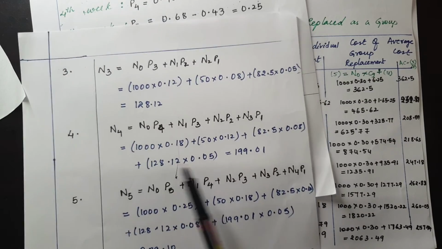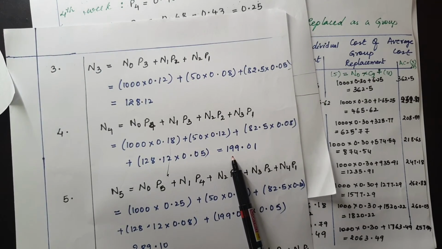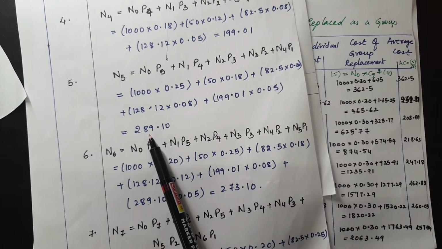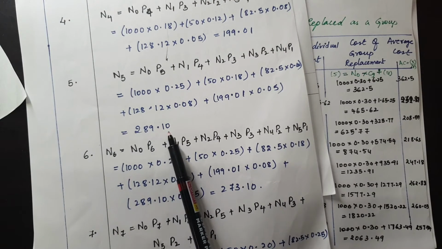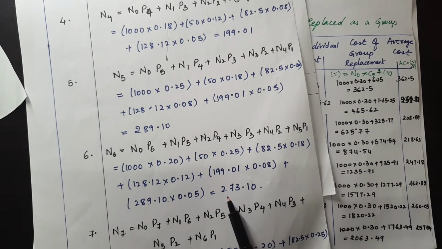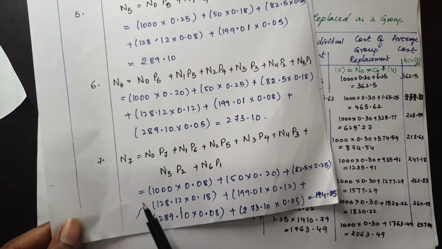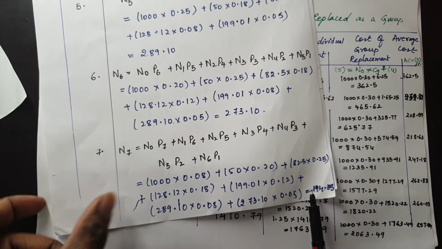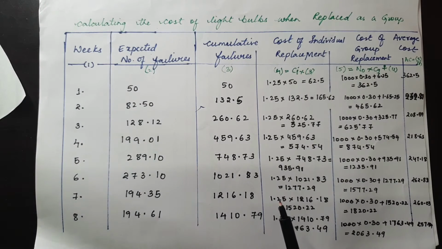128.12. In the fourth year, how many expected number of failures are there? 199.01. In the fifth year, how many expected number of failures are there? 289.10. In the sixth year? 273.10. In the seventh year? 194. So this one is known as the expected number of failure.